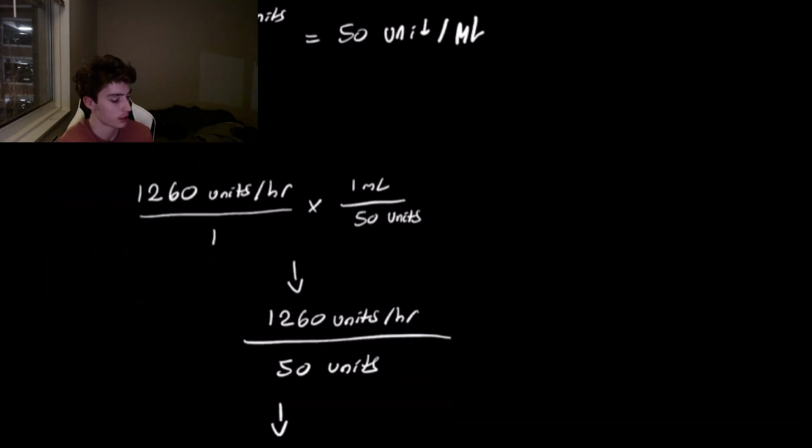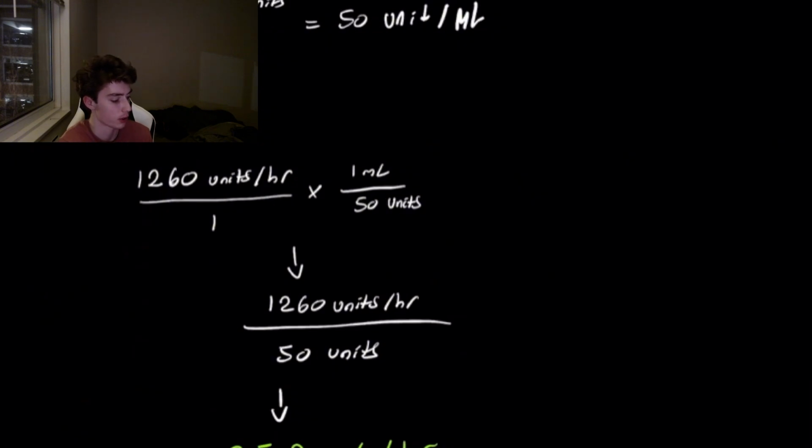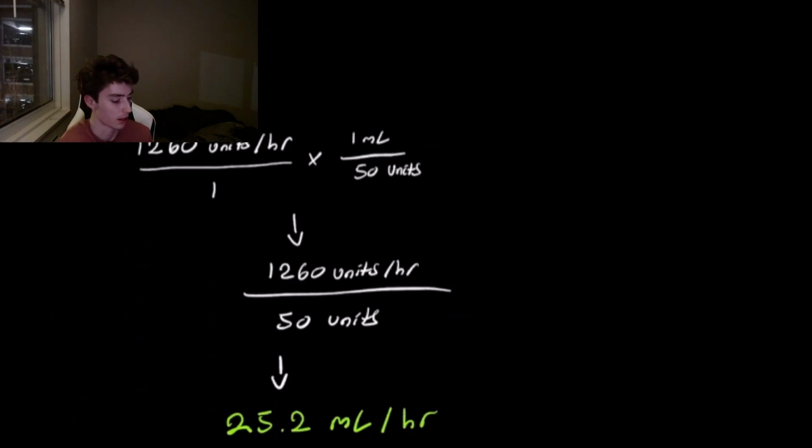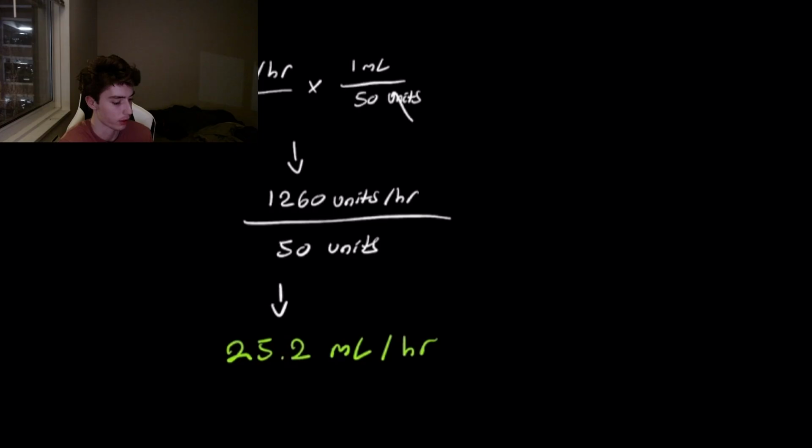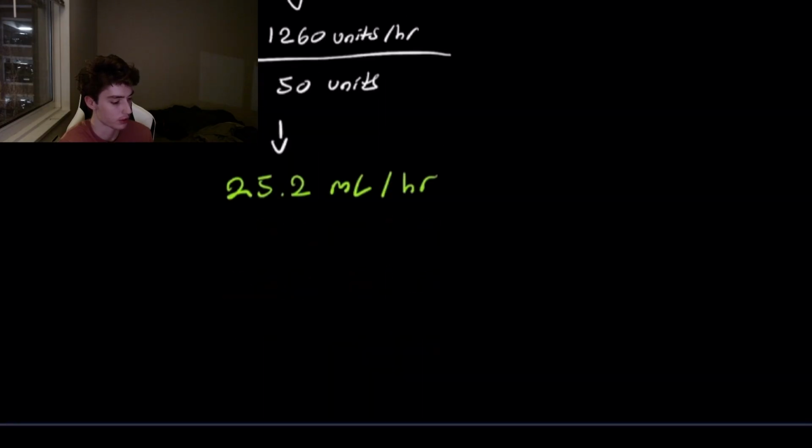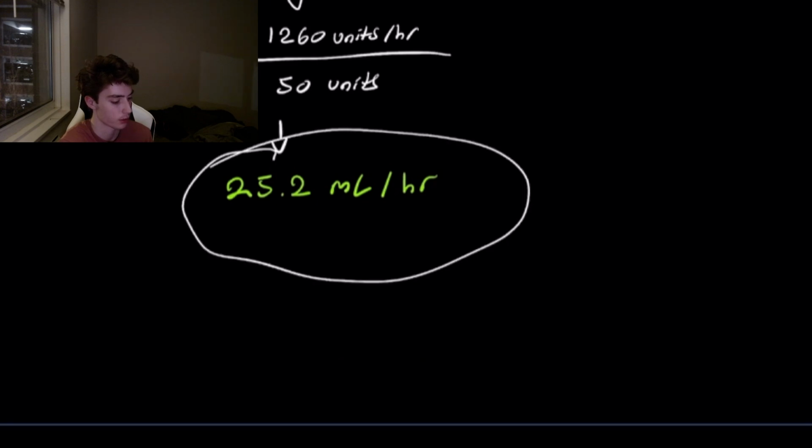Step 4, since we know the amount of units he needs per hour, it's the same thing we were doing with dimensional analysis before. Again, I like to write it over 1 just to make it easier for myself. We can see that units cancel each other out here, right? So all we do is multiply 1260 times 1 milliliter. That's still 1260. Then we divide 1260 by 50, and we're left with milliliters and hours. And boom, 1260 divided by 50 is 25.2 milliliters per hour.